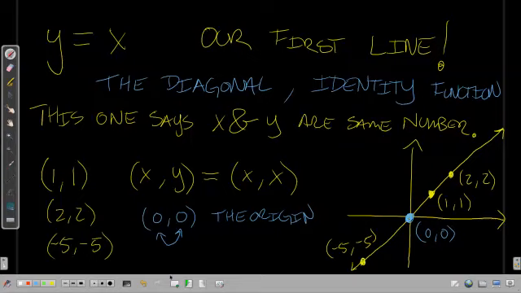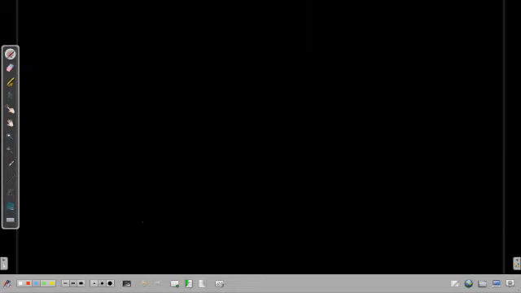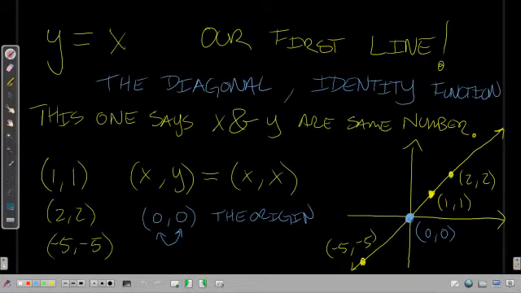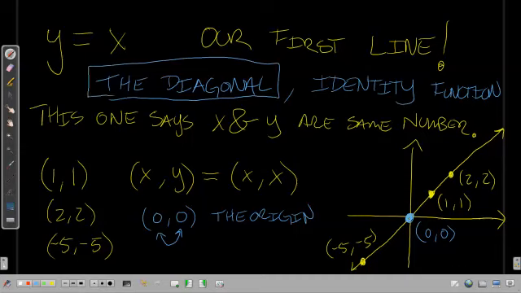So that was called the diagonal, identity function? It's two names. This line is so unique and special that it's got these nicknames. The diagonal is one of them, and another nickname is the identity function.